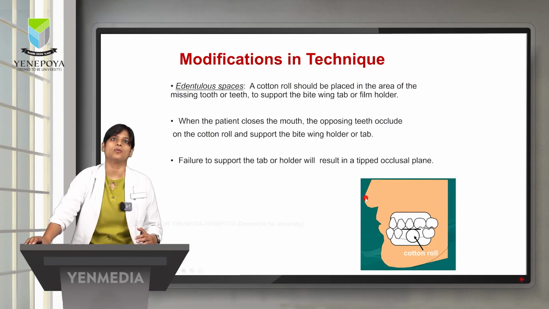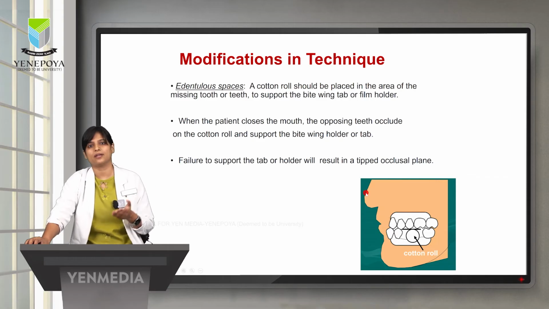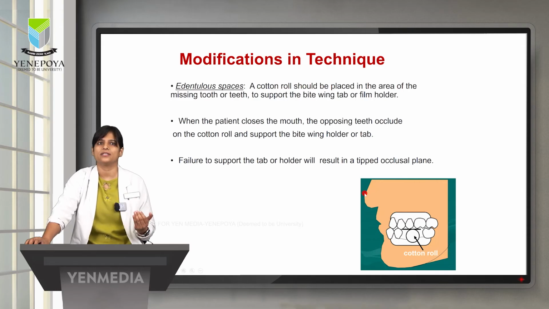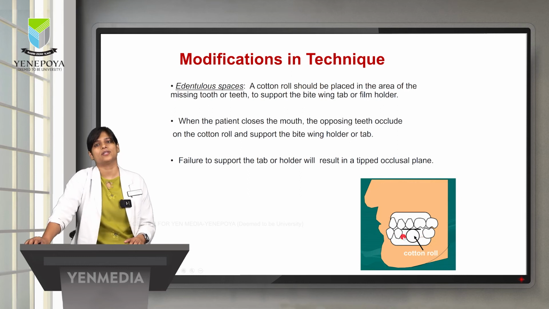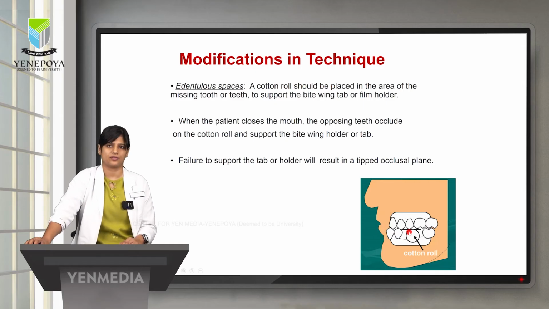Okay. Now, there is certain modification in this technique, such as what do we do when the tooth is missing? We mentioned many times, there is a bite block in the Rinn XCP. In the bitewing, there is a tab that they need to bite on and there is no tooth. What do we do? It's simple. We just place a cotton roll in, you can see there is a missing tooth here. Just place a cotton roll there so that the tab will have support. If the tab does not have support, this whole tab will go down and in the process, the whole film will get angled and you will not get the ideal image.